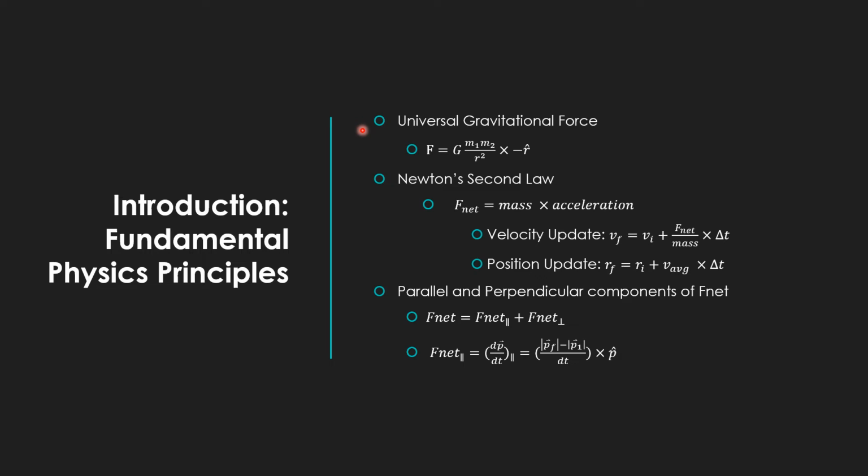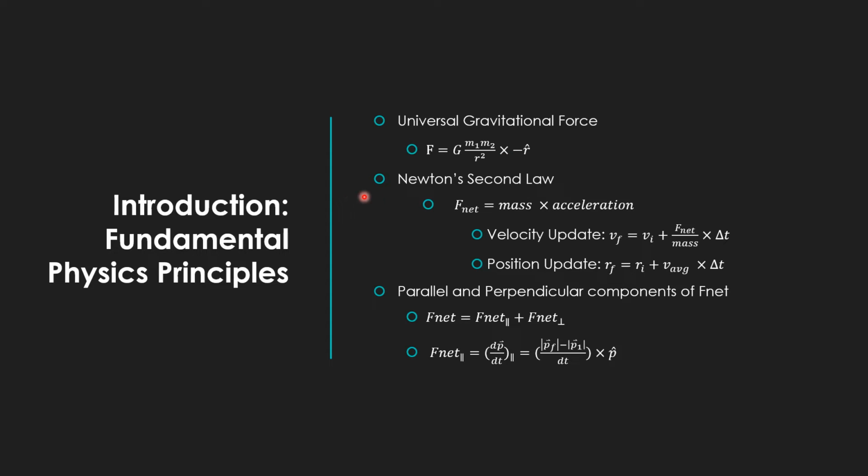Some fundamental physics principles necessary to understand this lab are Newton's law of universal gravitation, which is that the force of attraction between two objects is going to be the gravitational constant, 6.7 times 10 to the negative 11, times the mass of each of the objects, divided by r squared, which I'll get back to, times negative r hat. So r is the position vector. It's essentially the position vector of the system minus the position vector of the source. R hat is the unit vector of that, and then r is the magnitude of that vector squared.